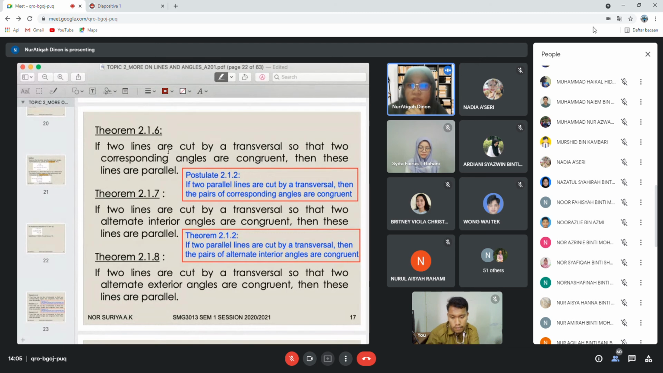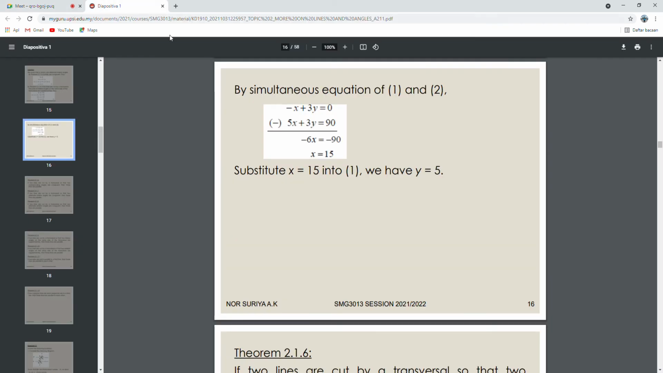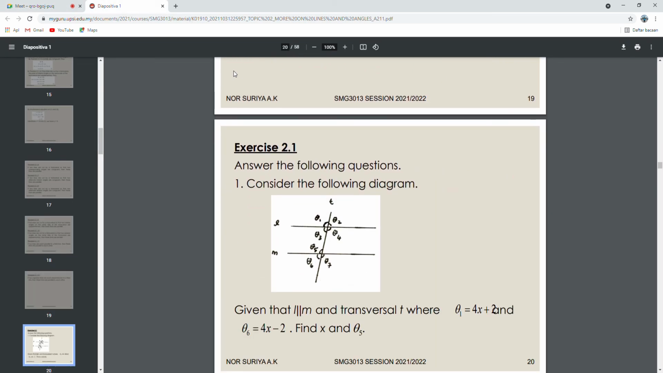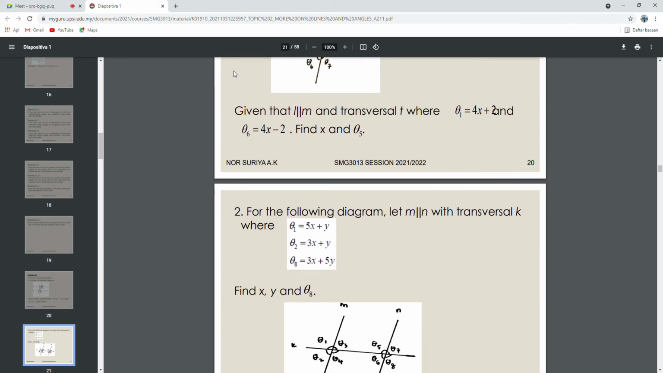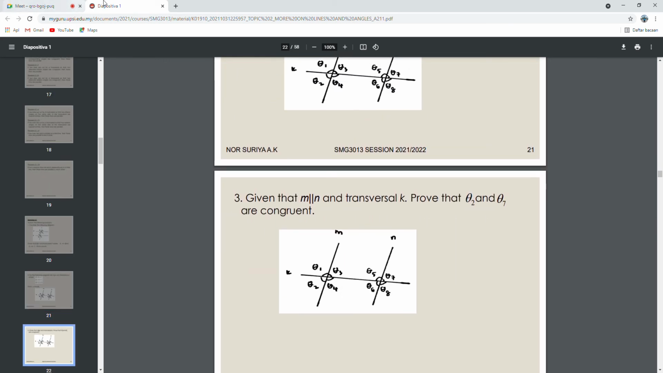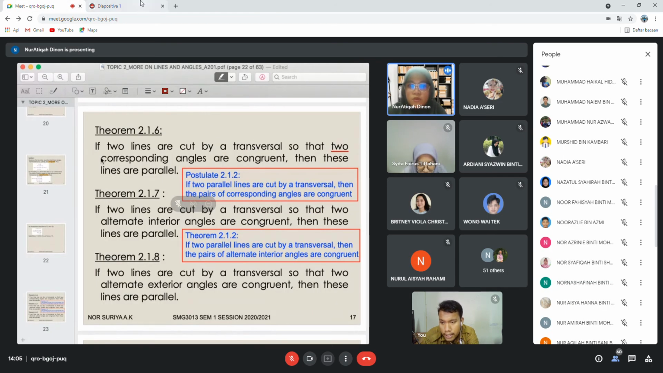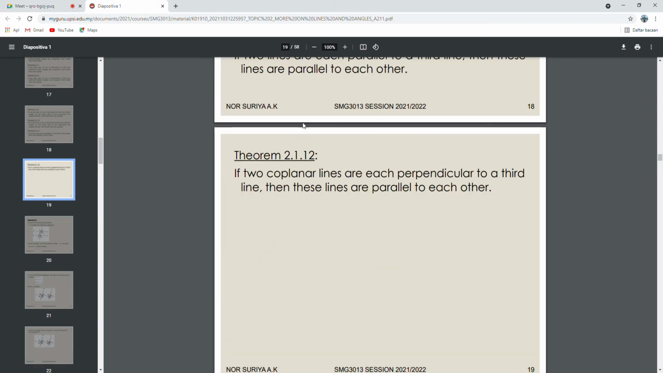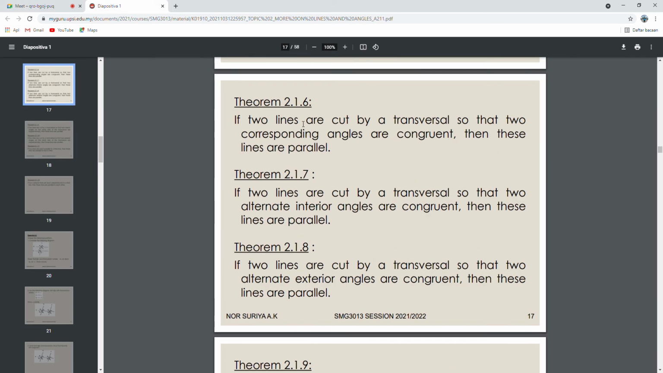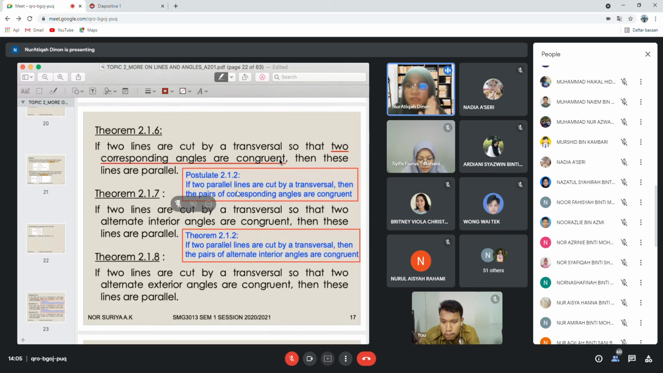If two lines are cut by a transversal so that two corresponding angles are congruent. Okay, boleh nampak kat sini, dia establish angles dulu dekat first statement. Two corresponding angles are congruent. So dia punya if, dia kan ada if then kan. If two corresponding angles are congruent, then these lines are parallel. So this yang the same lah. The second statement same je.